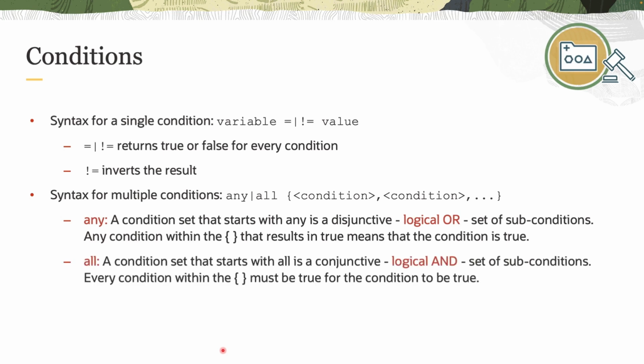On the other hand, all is used when we want all the conditions in the curly braces to be true, acting like a logical AND operation. In simple terms, it says that every single condition must be true for the whole condition to be true. Remember, any represents logical OR and all represents logical AND.